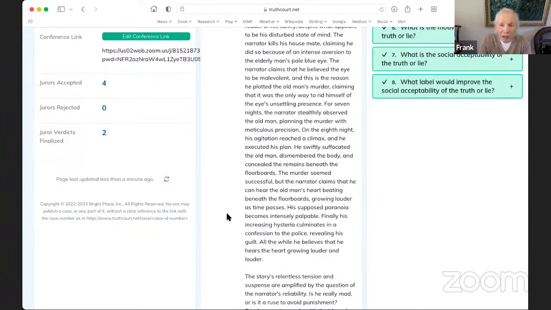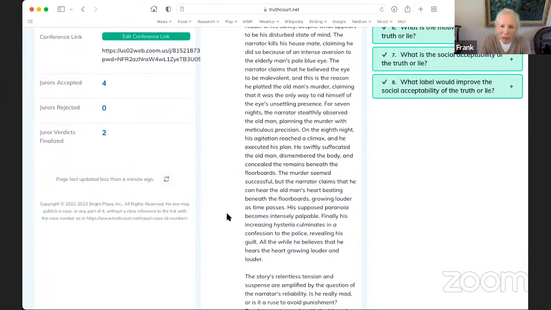He invites the police into his home because they had heard a shout, and he's so confident that he created the perfect crime that he invites the police into the very room where the old man was sleeping, where he killed and dismembered him. All the while, though, the narrator believes he's hearing the old man's heart pound.